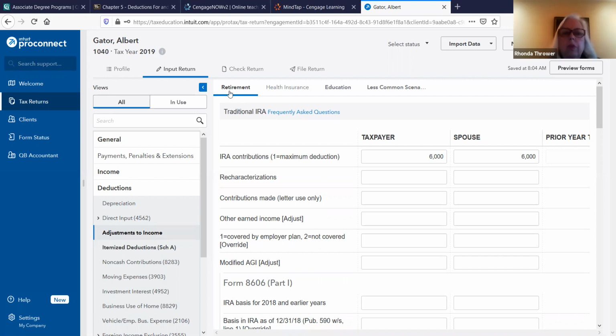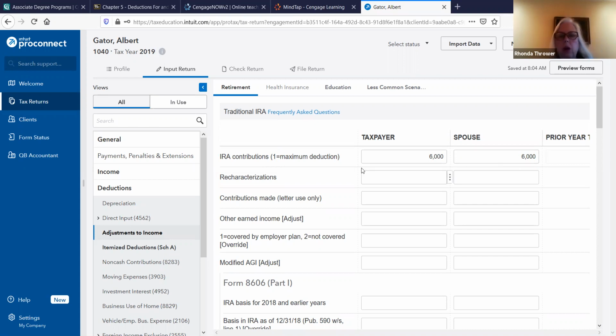So make sure that you have clicked on the retirement tab, and what will come up is traditional IRA. You'll want to enter the information that was given in your cumulative software problem. The taxpayer, who was Albert, contributed $6,000 to his traditional IRA, and his spouse also contributed $6,000 to the IRA.